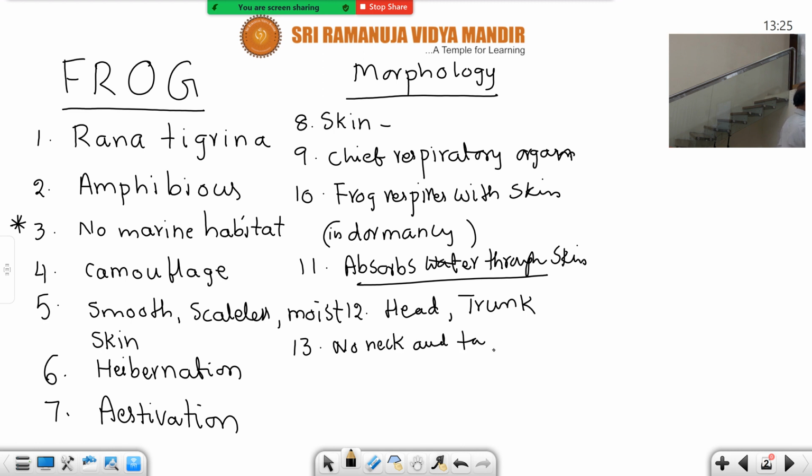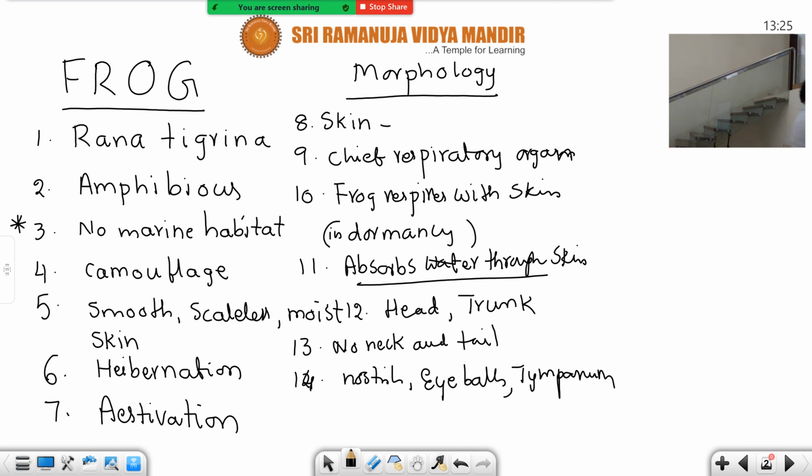No neck and tail. Above the mouth, a pair of nostrils are present. Behind the nostrils, eyeballs are present. Behind the eyeballs, there is an oval shaped marking called tympanum.